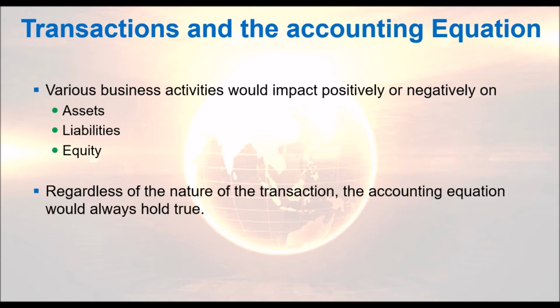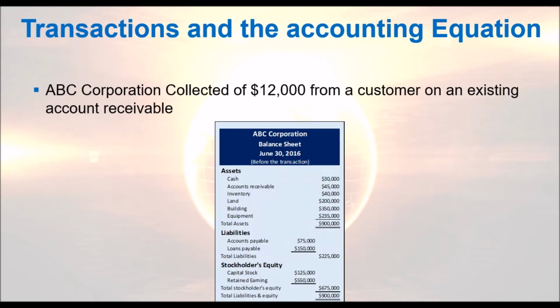Now, regardless of this nature, like we had said before, assets is equal to liabilities plus owner's equity. That needs to hold true regardless of the type of activity or type of transaction that's going through. So let's first look at one type of transaction. Now, we have a company called ABC Corporation.